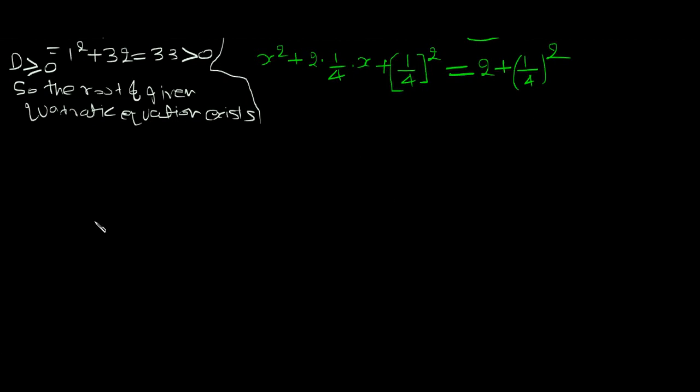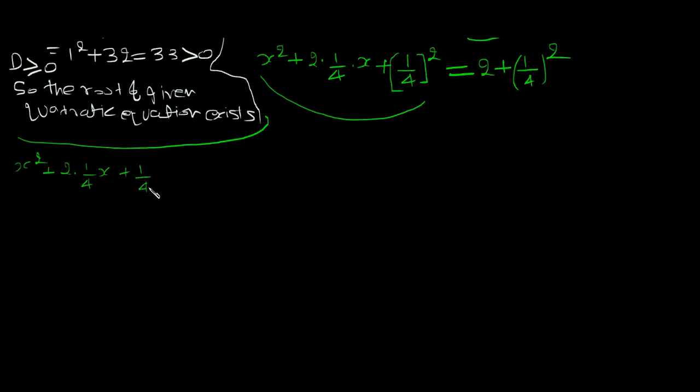Now I will solve this equation here. Now you see, this term I will write as it is here. It is x square plus 2 into 1 by 4 x plus 1 by 4 square is equal to, this will be 2 plus 1 upon 16, because 1 by 4 square is 1 upon 16.